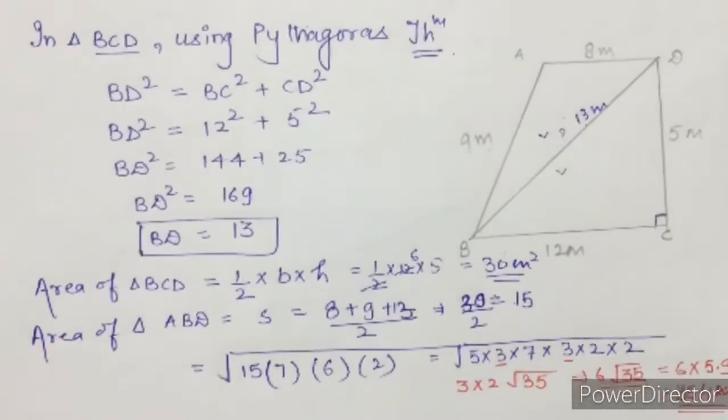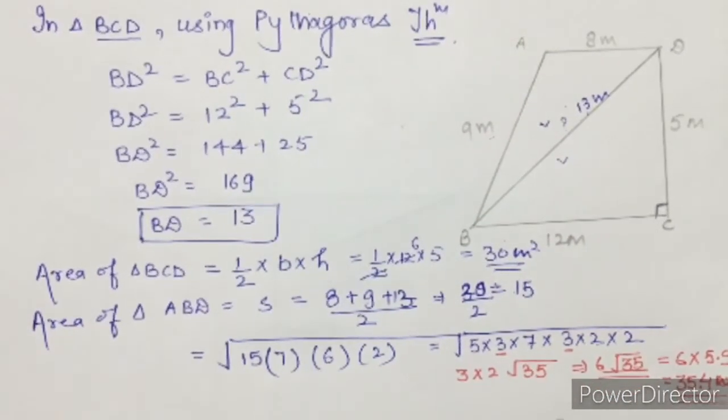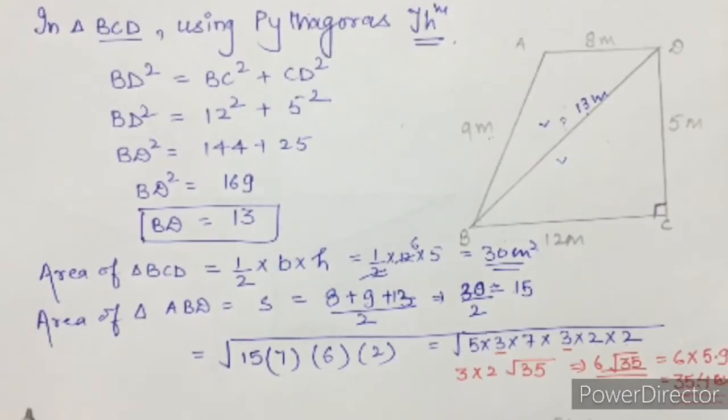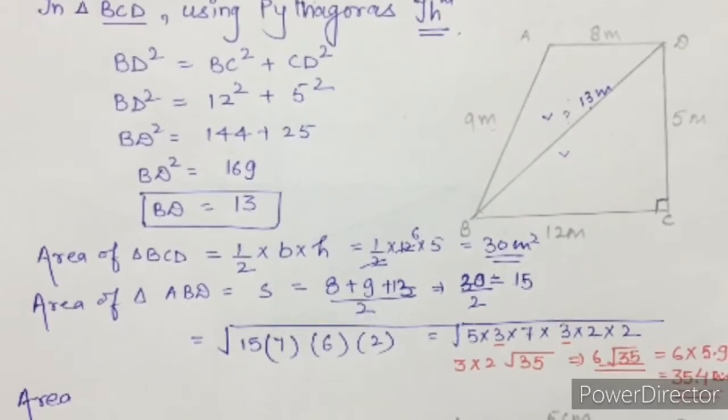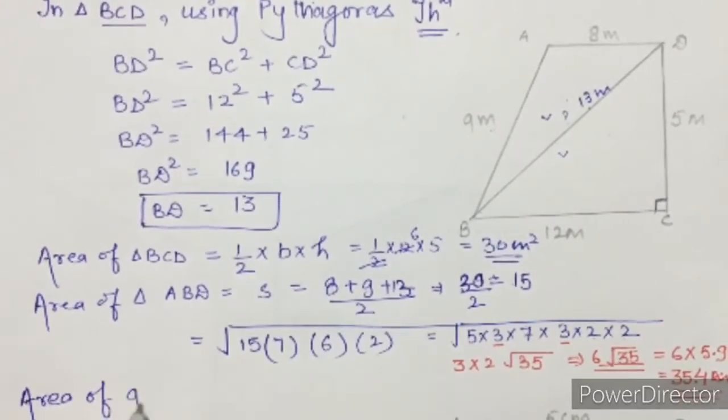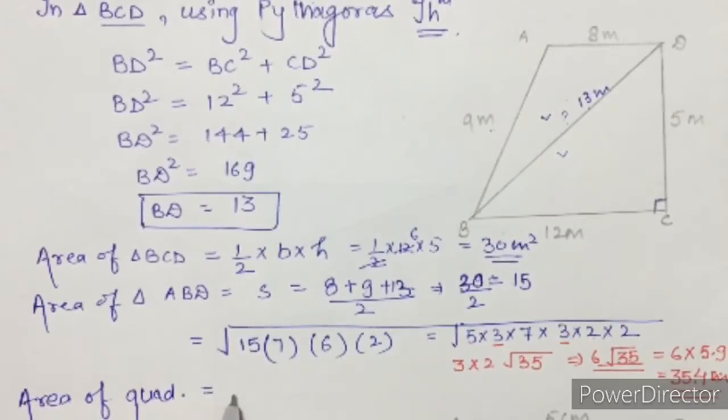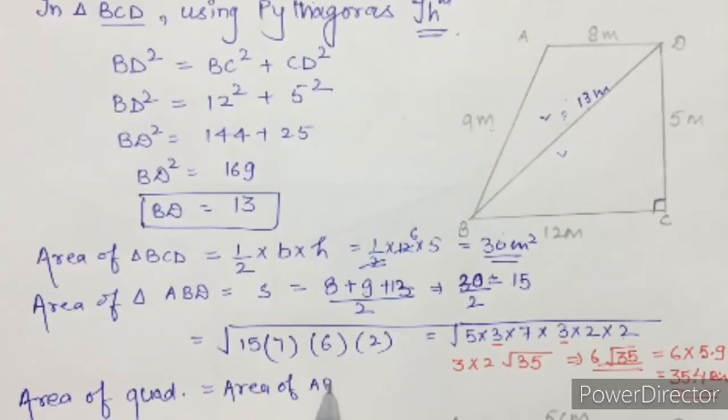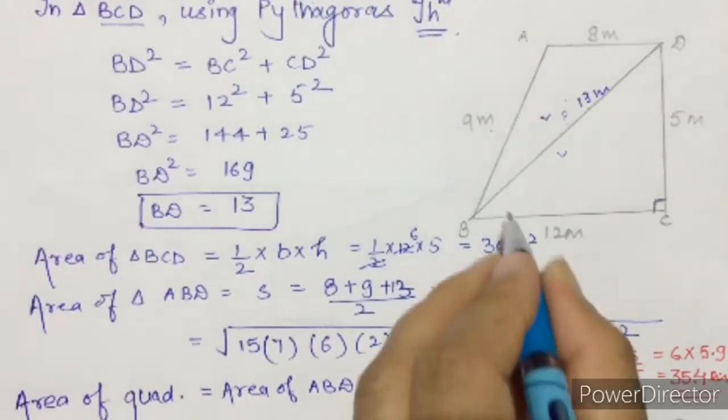I got both the areas, so I can add them. Here I will write area of quadrilateral is equal to area of triangle ABD above plus area of triangle BCD.